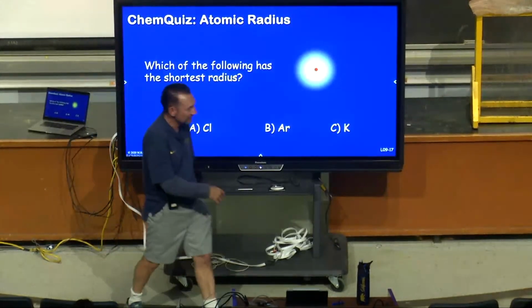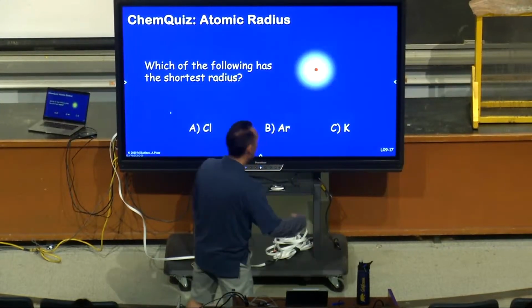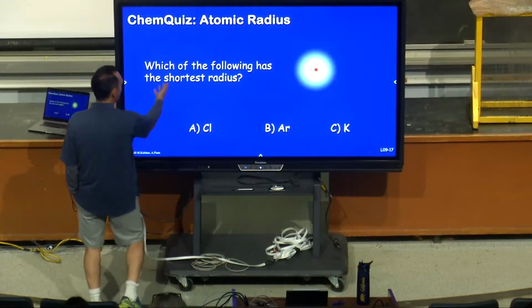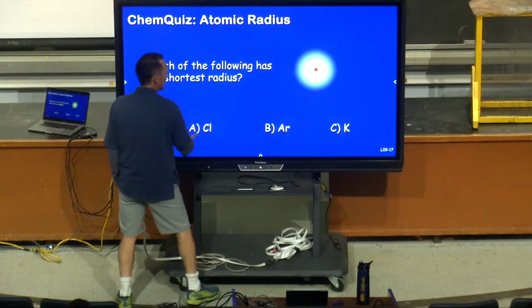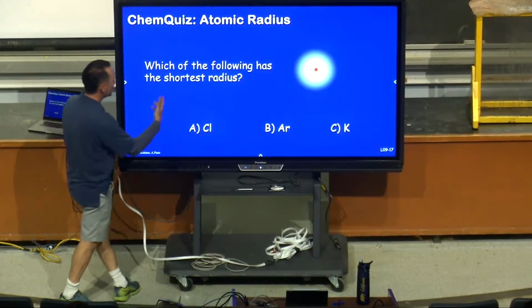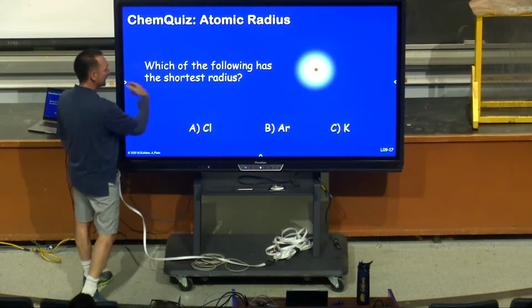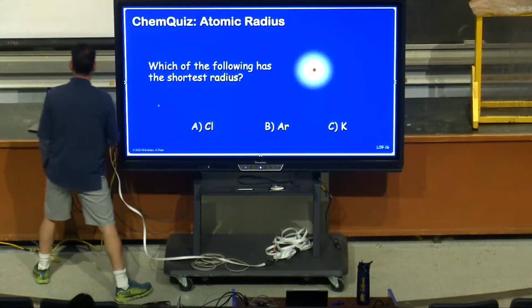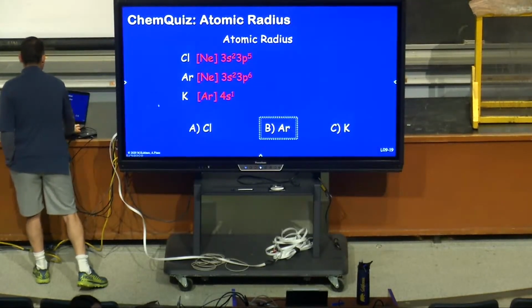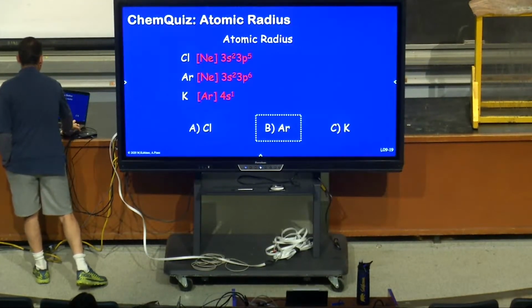Okay, so we can start doing this next time. This is pretty straightforward. We got 2 minutes. I don't think this is very compelling. It's a periodic trend. Which is the smallest radius? You look at their positions on the periodic table, and you would do that.